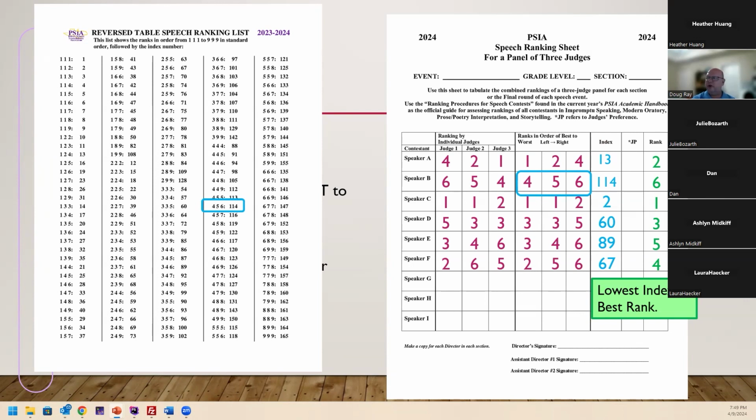Any questions over how to use the speech ranking sheet? So you'll have this sheet right over here. The only reason for this middle set of columns is so that you can easily find this over here. You can just look at this right here, 4, 2, and a 1. That's going to be listed as 1, 2, 4. That's all that is. It just helps you to find it over here. It's a 13.